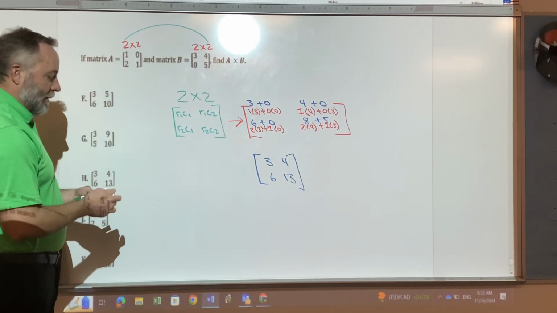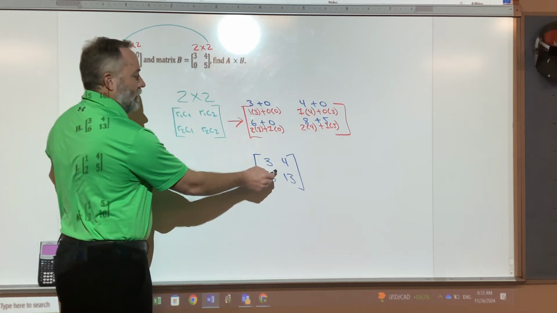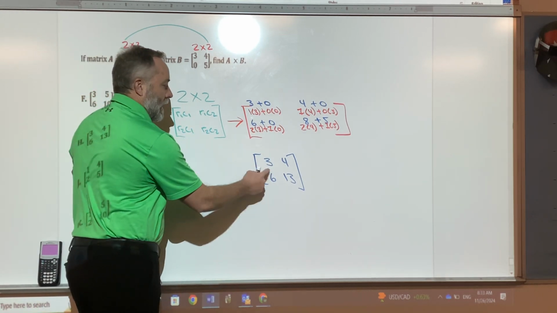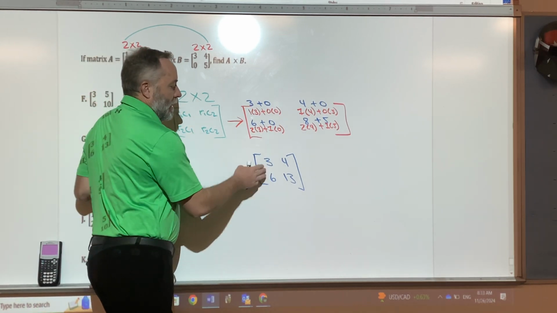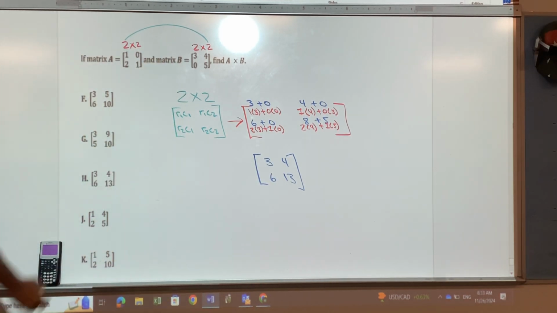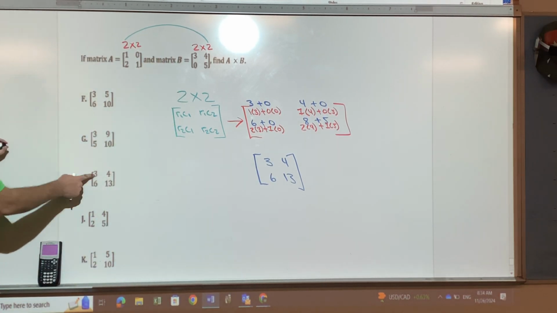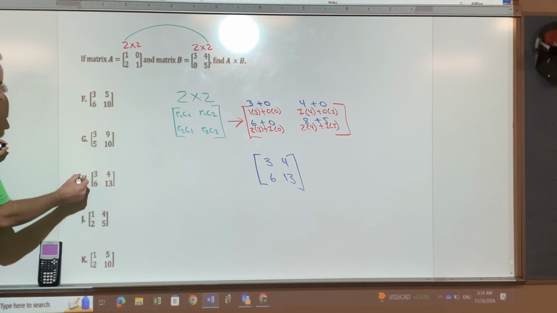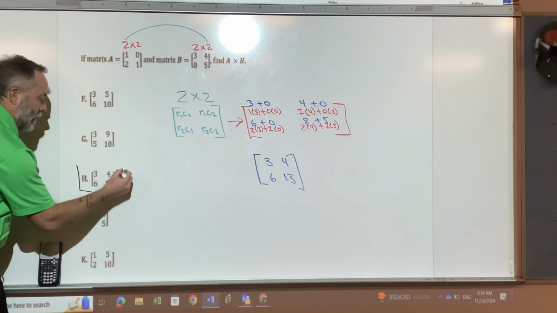All right, we've done the matrix multiplication. We have a 2 by 2 resulting matrix, and that has the elements of 3, 6, 4, 13. And when we look at our options here, we can see that 3, 6, 4, 13 is found in choice H.